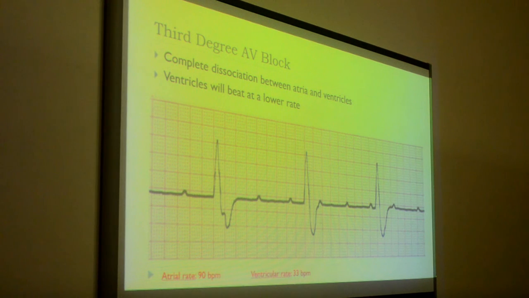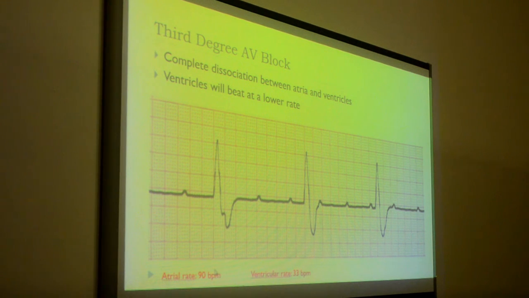Let's look at this. Here, a P wave, another P wave. But look how many P waves you have: 1, 2, 3, 4, 5, 6, 7, 8, 9, probably 10. And look how many QRS complexes you have: 3. The atrial rate I calculated is 90 beats per minute, which is normal.